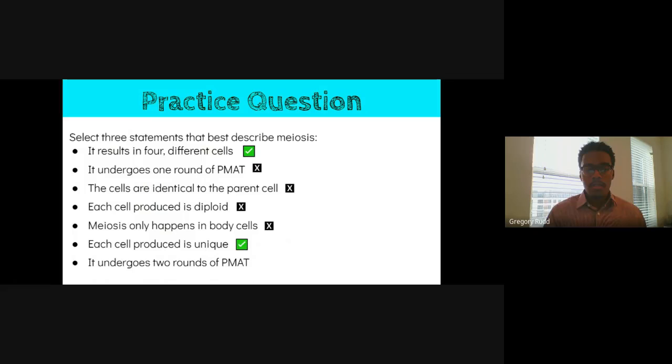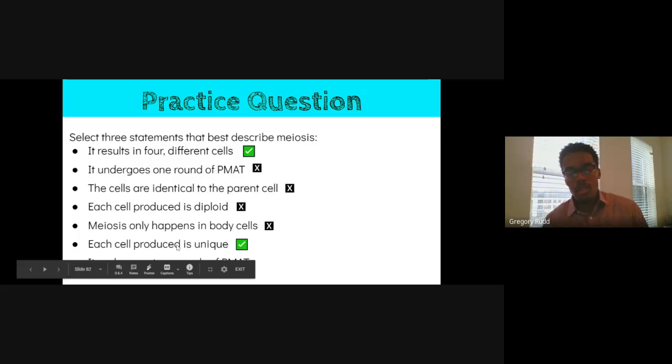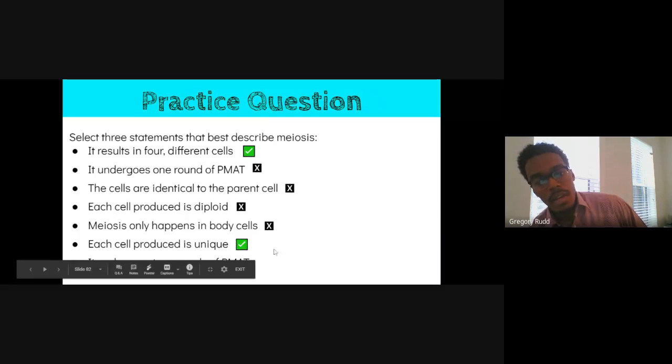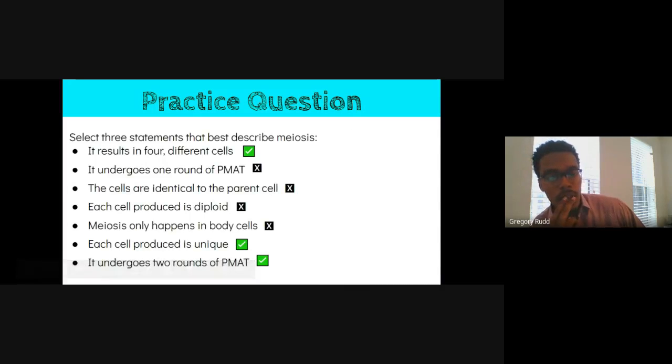Oops, I skipped ahead a few times. All right, so meiosis only happens in body cells. That's not true. Meiosis only happens in sex cells, also known as gametes. Meiosis does produce unique cells, so that means that we know that this last one has to be true as well because we have 3 statements. And meiosis undergoes 2 rounds of PMAT.